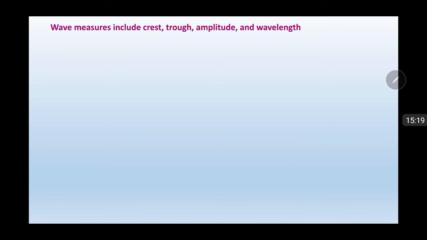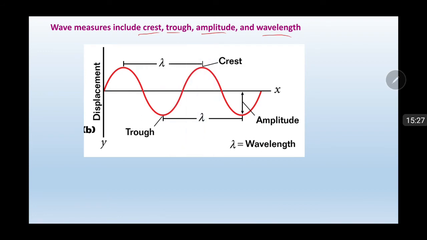Wave measurements include the crest, trough, amplitude and wavelength. These four of them are parts of transverse waves. Firstly, the crest means the top or maximum point of the transverse wave. The opposite is the trough, the minimum point of the wave. Amplitude, from the starting point to the highest or lowest point, is called amplitude. The distance between two crests is called wavelength.